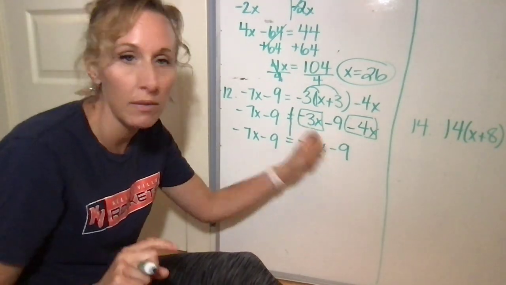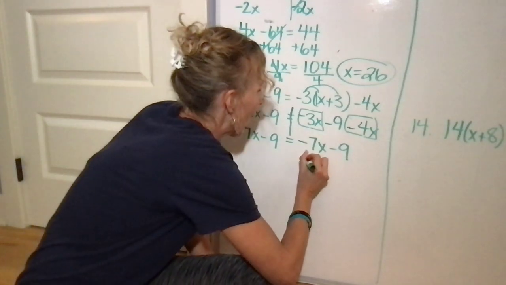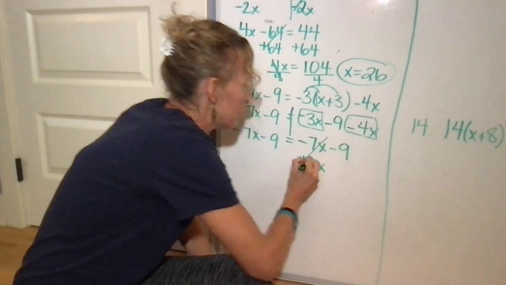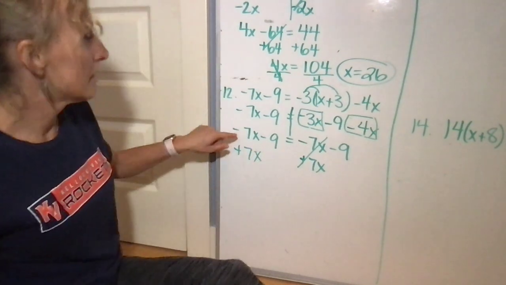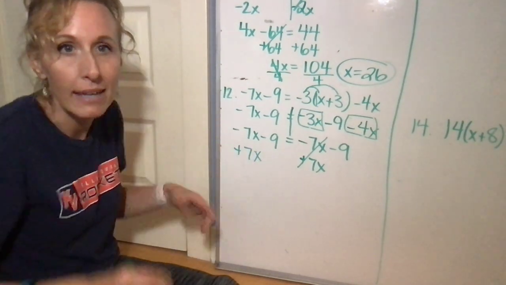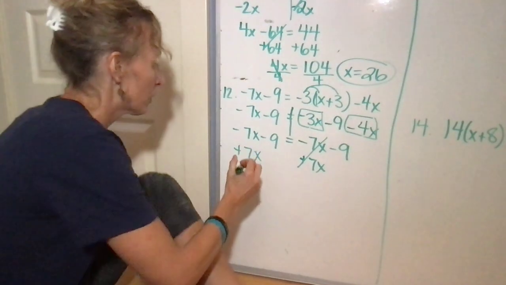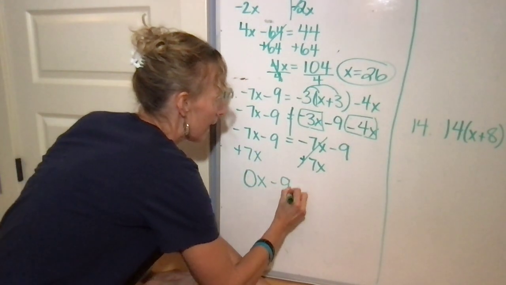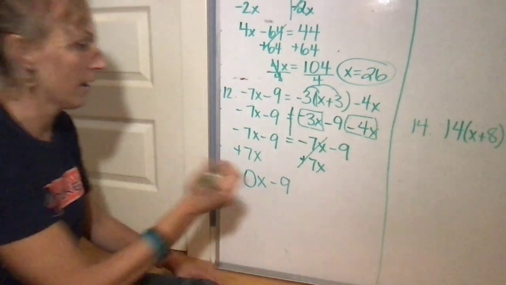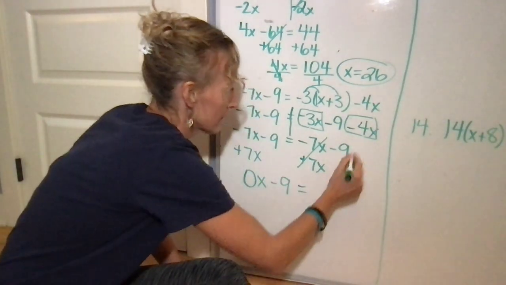So the opposite of negative 7x is to add 7x so that we cancel it. If I add 7x over here, negative 7x plus 7x is 0, okay? That's okay. We're going to write it down, 0x minus 9. I know that looks weird, okay? And that means we're going to get a weird answer in a second.